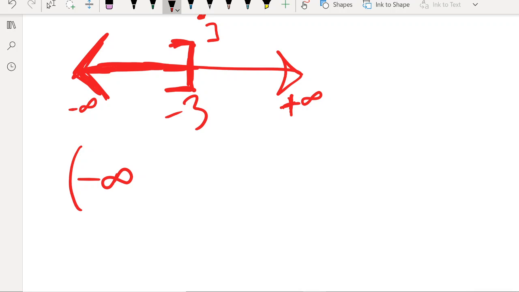Okay? So step 1, open parentheses. Step 2, negative infinity. Step 3, comma. Step 4, ending number, which is -3. Step 5, bracket. That's it. That's how easy it is.